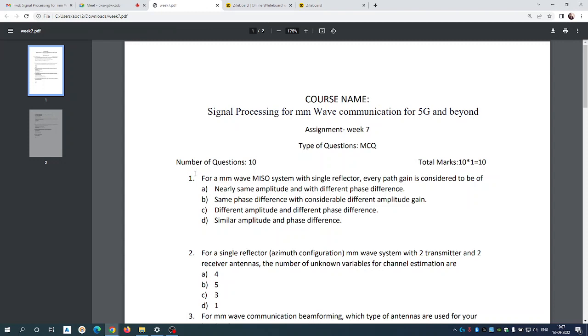So the first question is: for a millimeter wave MISO system with a single reflector, every path gain is considered to be of what? Option A is nearly the same amplitude with a different phase difference. Option B is the same phase difference with considerably different amplitude gain. Option C is different amplitude and different phase difference. And option D is similar amplitude and phase difference. So let me solve the problem here.